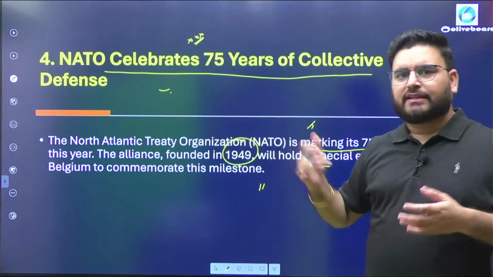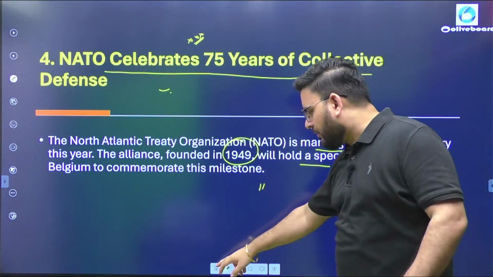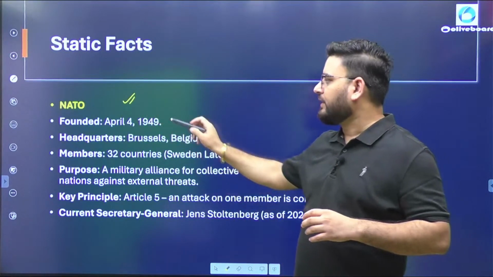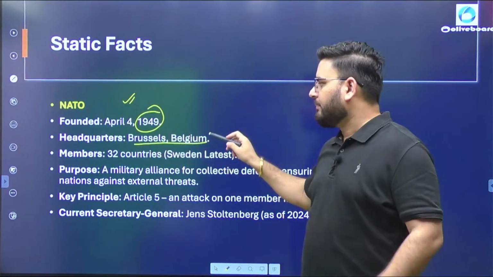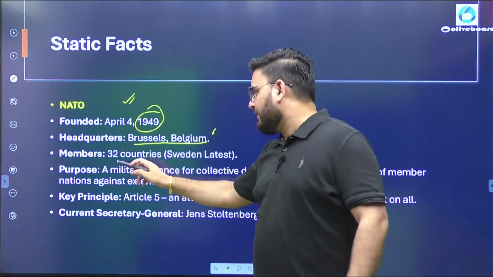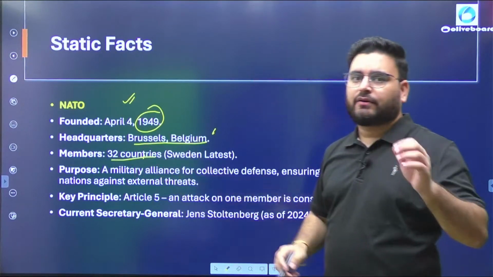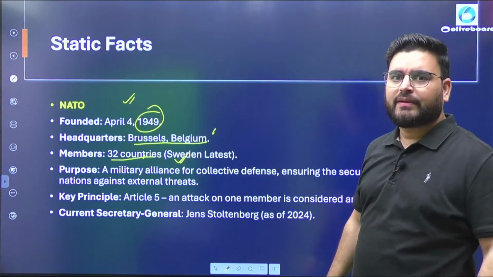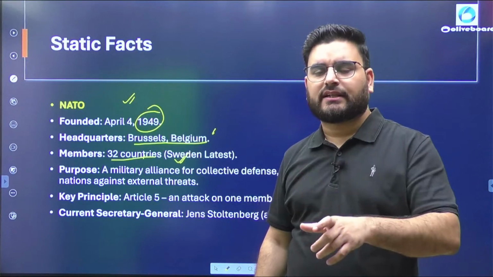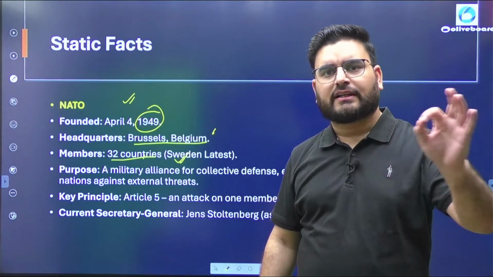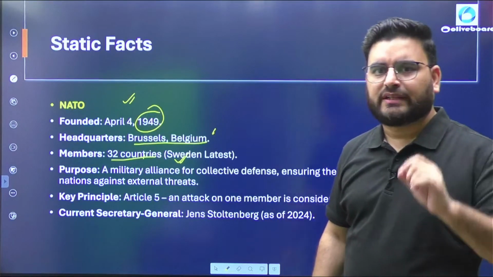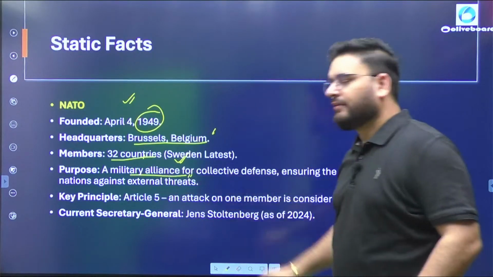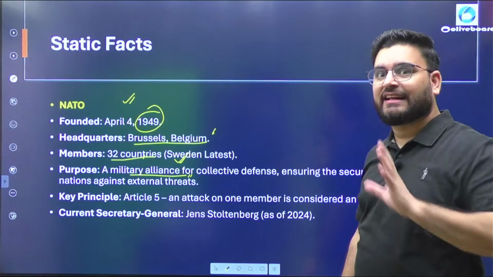A special event was held in Belgium to commemorate this. Now, coming to the static points about NATO: founded in 1949, headquarters in Brussels, Belgium. As of 2024, 32 countries are part of NATO. The latest one to join was Sweden. This question can be asked: which is the latest country to join the North Atlantic Treaty Organization? The total is 32 countries, and it is a military alliance, not economic and political.